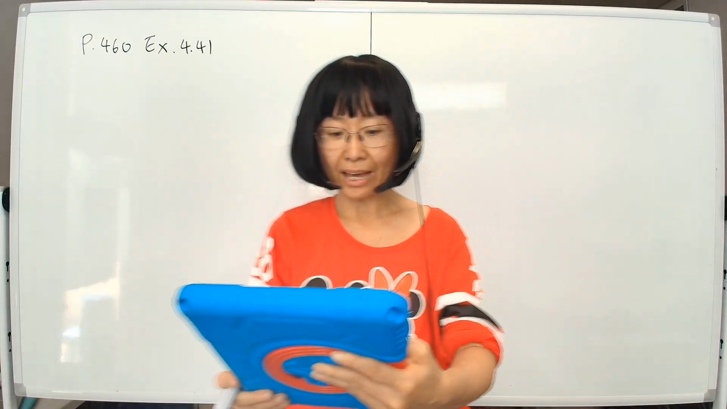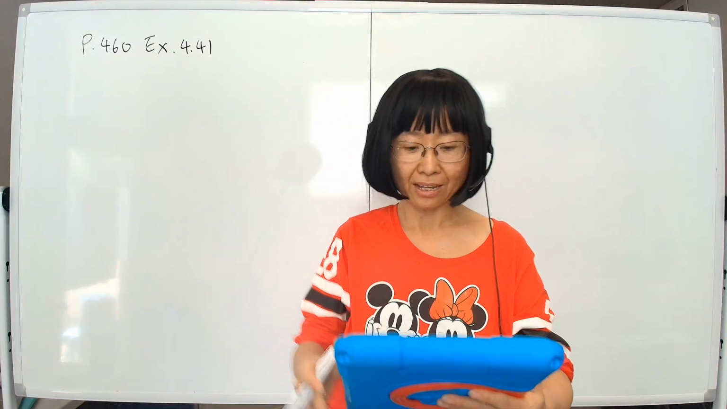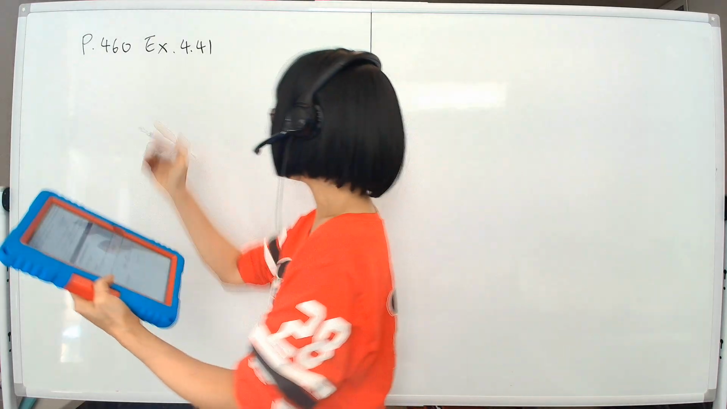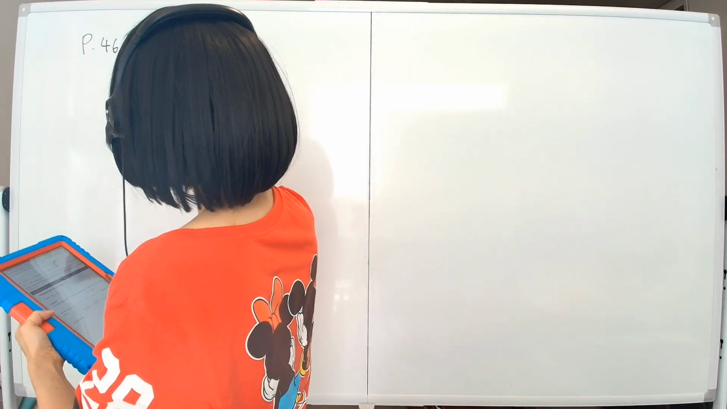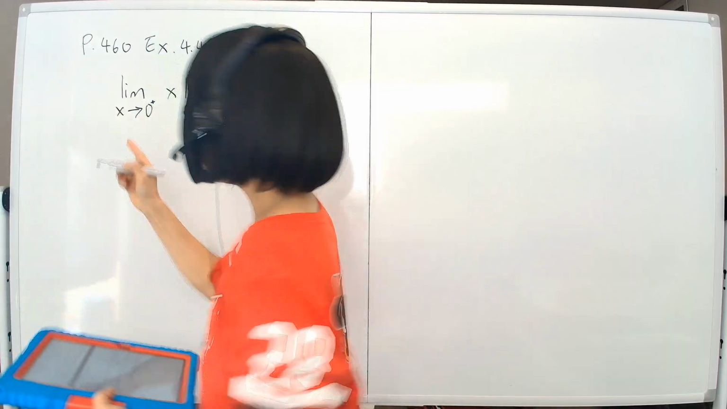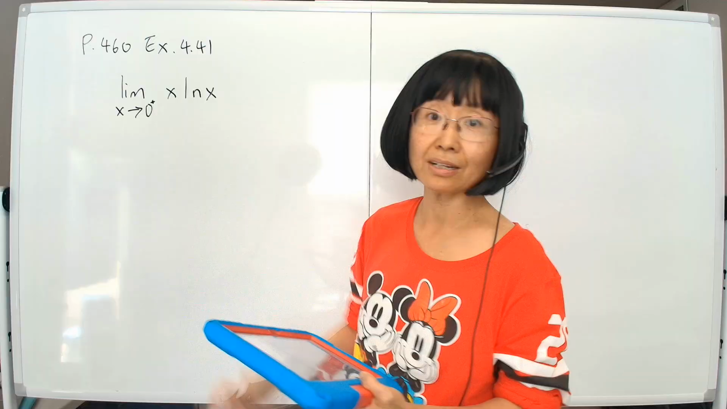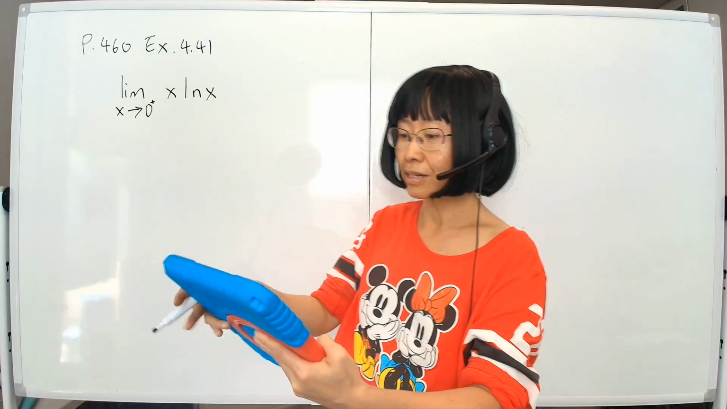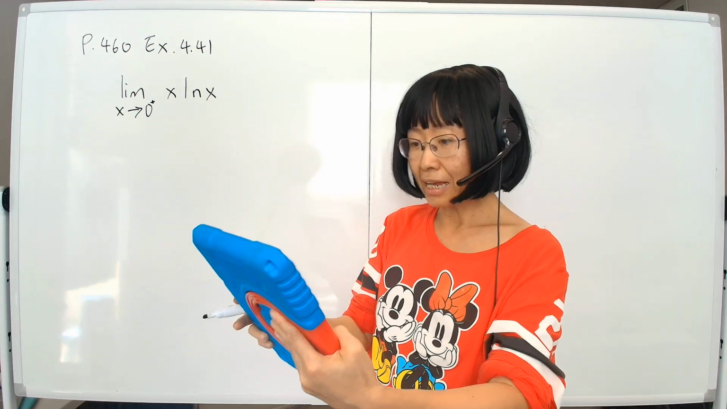Next, let's look at example 4.41 on page 460. Now, let's look at the example first. Let me write it down. It is the limit as x approaches 0 from the positive side of x natural log of x. I should mention that the reason x approaches from the positive side of 0 is because the natural log isn't defined for any negative numbers. It just doesn't make sense to define it. So that's why if it's natural log, you always see something like this.